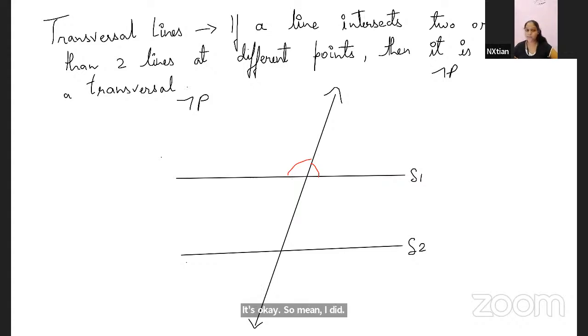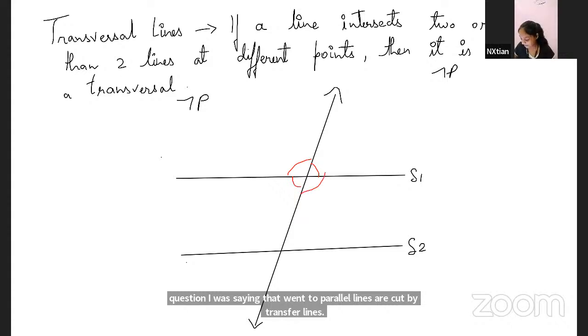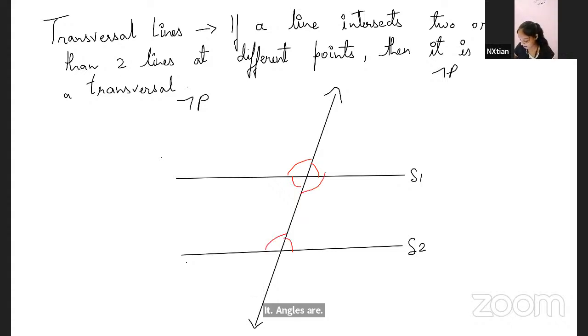I was saying that when two parallel lines are cut by a transversal, 8 angles are formed. One, two, three, four above. Then on the second line, we have 5, 6, 7, and 8. 8 angles are normally found. Hope this part is clear.